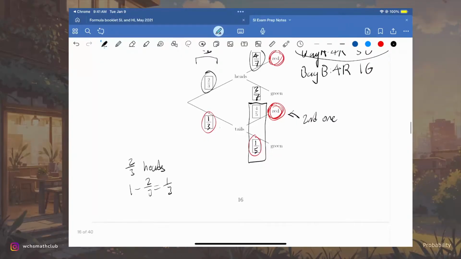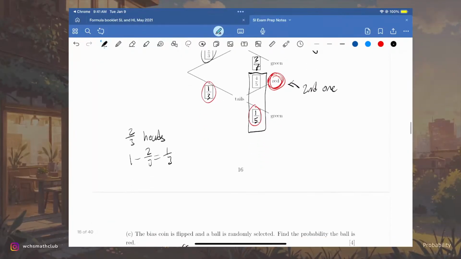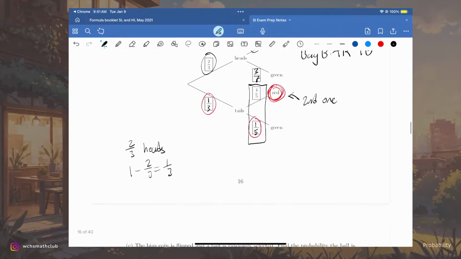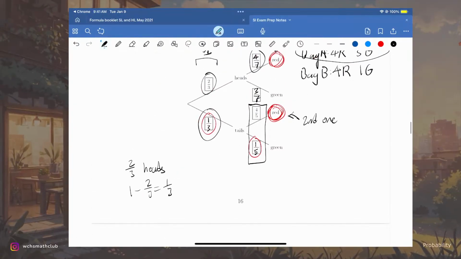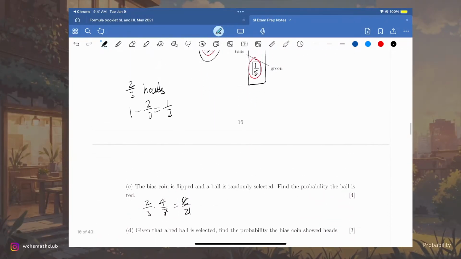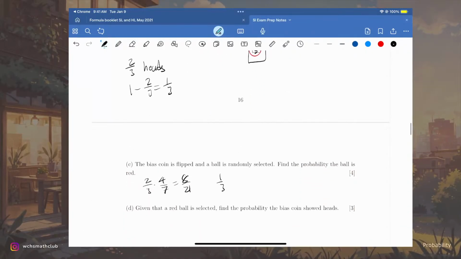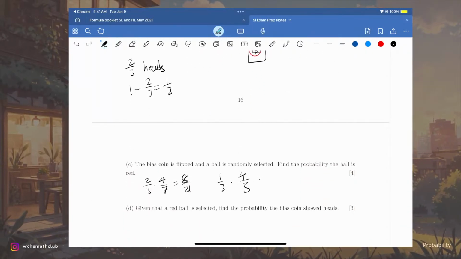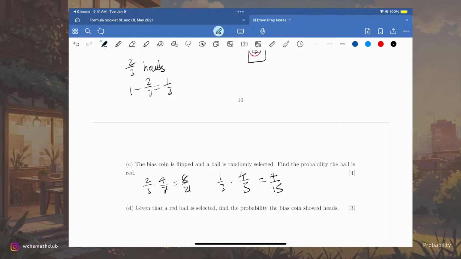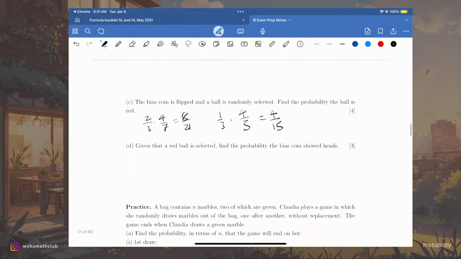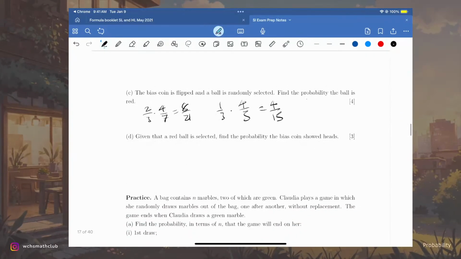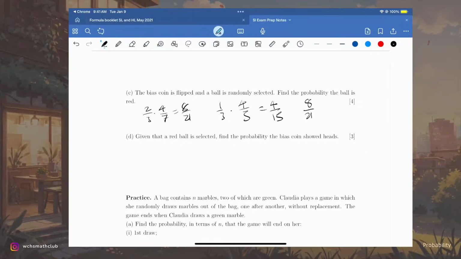And then for our second one, this one over here, we're going to multiply 1/3 for the tails and then 4/5 for the red. I'll just circle them over here so that you guys can see. And this just ends up with 1/3 times 4/5, which is 4/15. And now our final probability is obtained by just adding 8/21 plus 4/15.